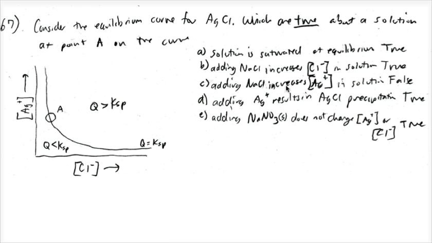Part C, adding NaCl increases the silver ion in solution. That's false. If you increase the chloride ion concentration, it'll actually create more AgCl in a solid form and decrease the silver ion concentration. Part D, adding silver ion results in silver chloride precipitation. That's a true statement based on Le Chatelier's principle. Should push it back to the solid. And then adding NaNO3 does not change the concentration of the silver or the chloride, and that's true as well. No substance will bond with each other out of those pairings of sodium and nitrate with silver or chloride.